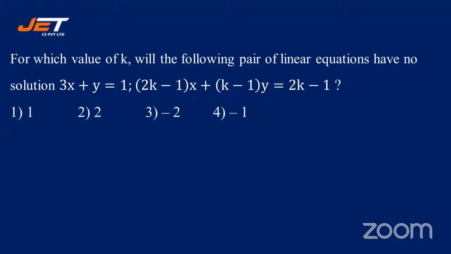For which value of K will the following pair of linear equations have no solution? The equations are 3x plus y is equal to 1, and (2k minus 1)x plus (k minus 1)y is equal to 2k minus 1. All right, just work it out. Again, you need to find A1 by A2. It says it has no solution, which means A1 by A2 should be equal to B1 by B2. I'm giving you the clue: A1 by A2 should be equal to B1 by B2. With that, you can solve it and find the value of K.